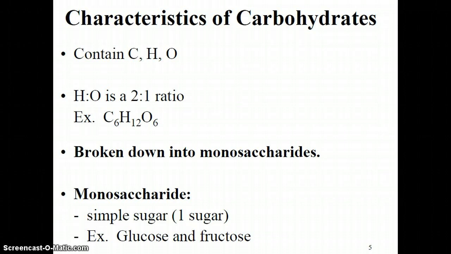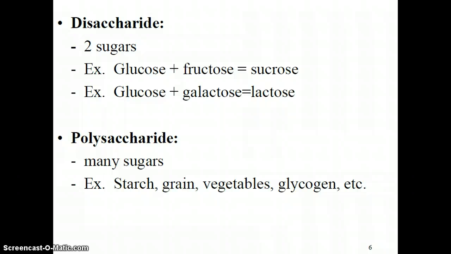Here are some of the characteristics of carbohydrates. What we call starches. They contain carbon, hydrogen, and oxygen, and they are broken down into simple sugars in our digestive tract before they can be absorbed into our bloodstream. They are composed of monosaccharides, which are the simple sugars. Examples are glucose and fructose, or disaccharides, which are comprised of two simple sugars, such as glucose and fructose making sucrose, which is common table sugar, and glucose and galactose making lactose, which is milk sugar.